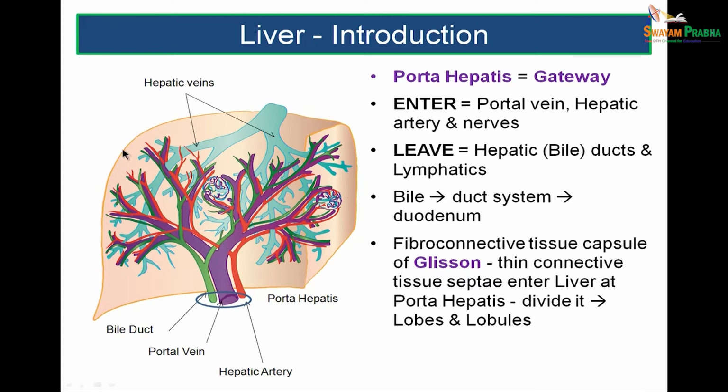The liver is covered by a capsule which is called the Glisson's capsule, made of fibroconnective tissue which protects the liver to a certain extent, and this capsule's fibers enter surrounding the vessels and divide the liver into lobes and lobules.